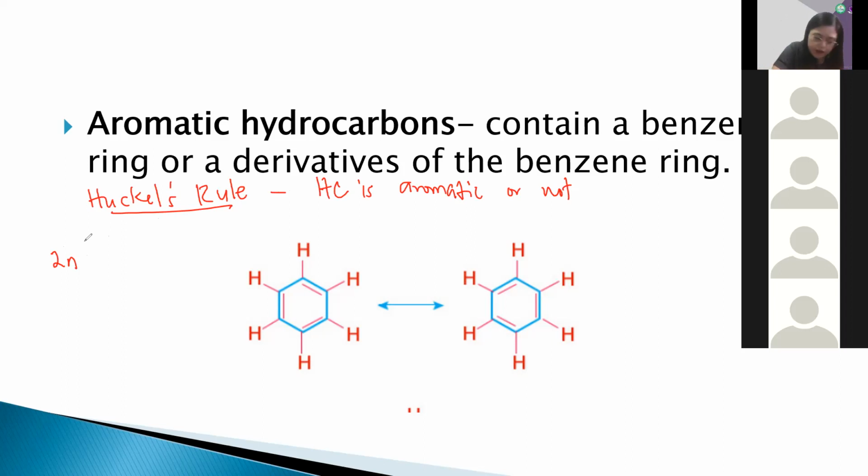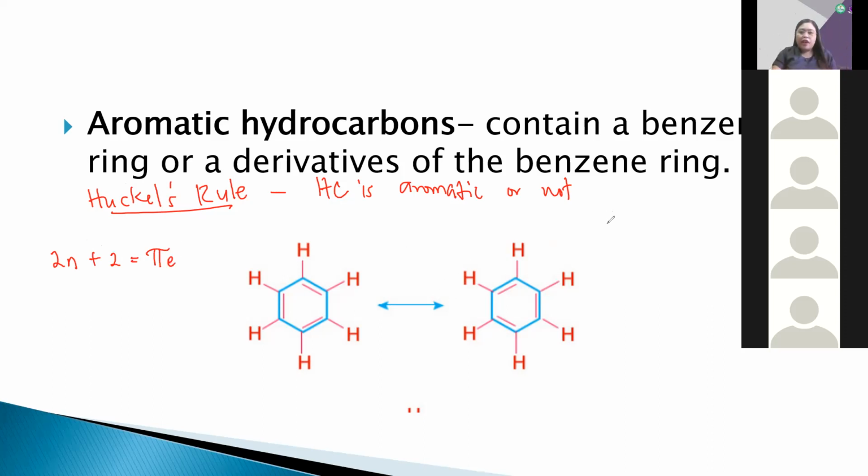Let me check if I remembered it correctly because it is not included in the, where is it? Oh, wait. It's on the other slide kasi that I made. I was not the one who made this slide kasi, so it was not included. So the Huckel's rule, yeah, it's 2n plus 2. 2n plus 2 equals the pi electron.